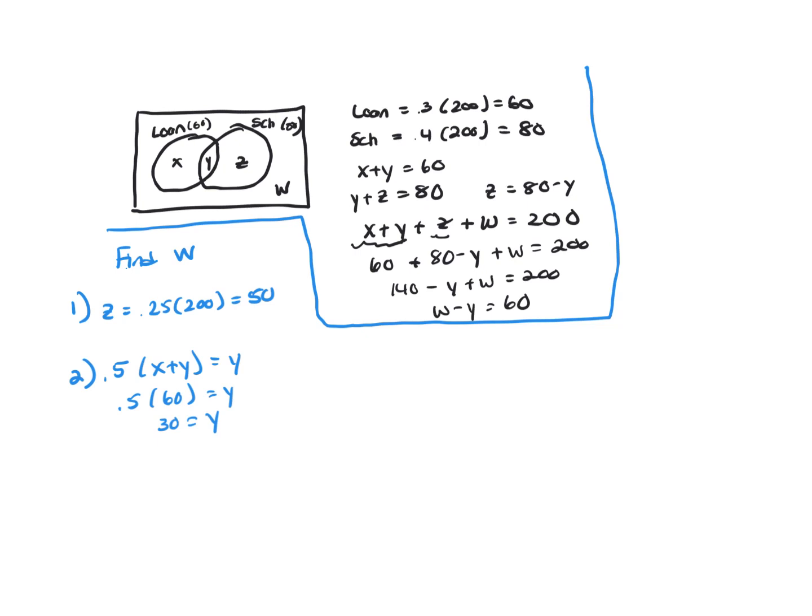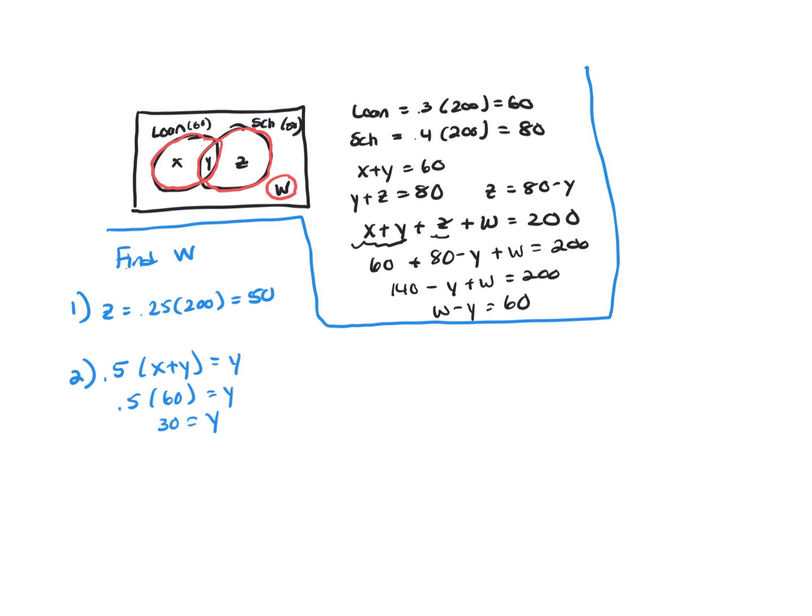Everything in black is given before you start your clues. So let's go through that. I did a Venn diagram of loans and then scholarships, and then Y are the students that had loans and scholarships. And we're trying to find W, the ones that did not have either one.